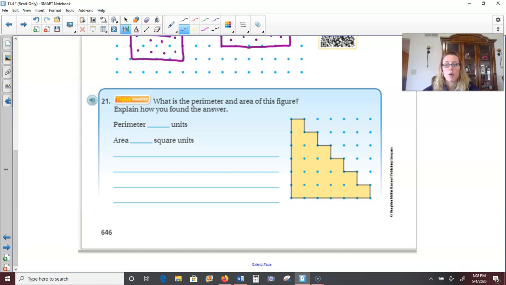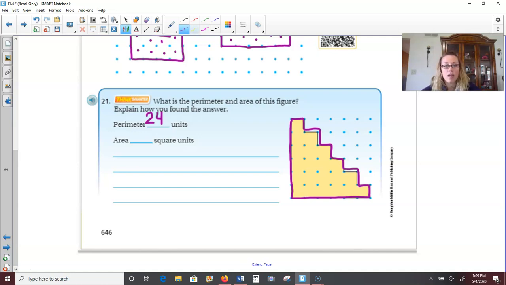When we move on to number 21, think smarter. We need to find the perimeter and the area of this figure and explain it. So remember, perimeter is the distance around. So let's count around. It looks like a set of stairs. So let's count around the perimeter. I'm going to start at the top. 1, 2, 3, 4, 5, 6, 7, 8, 9, 10, 11, 12, 13, 14, 15, 16, 17, 18, 19, 20, 21, 22, 23, 24. So measuring around the outside, I got a perimeter of 24 units.